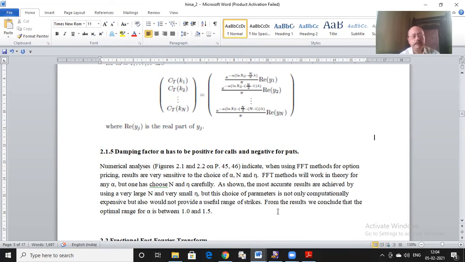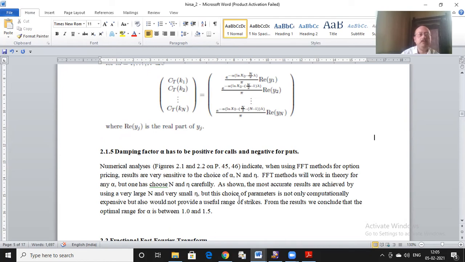And regarding alpha, his conclusions are that the optimal alpha should be in the range of 1 to 1.5. So an optimal range for alpha is between 1 and 1.5. Obviously, this is positive for call, negative for put. And obviously, the larger n you have or the smaller eta you have, the better results you will get, but the more expensive the computation will become.